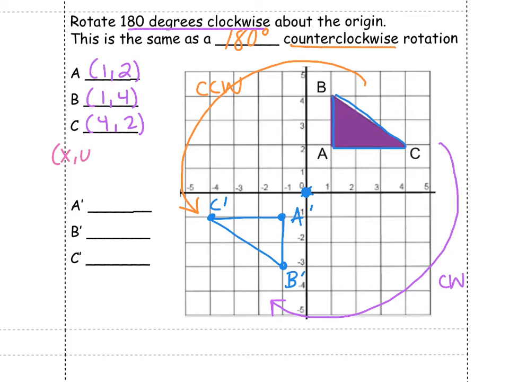Coordinate notation says we are going to take the points x, y, and all we're going to do is opposite of x, opposite of y. So A prime is -1, -2, B prime is -1, -4, and C prime is -4, -2. And let's double check to make sure we have that right.